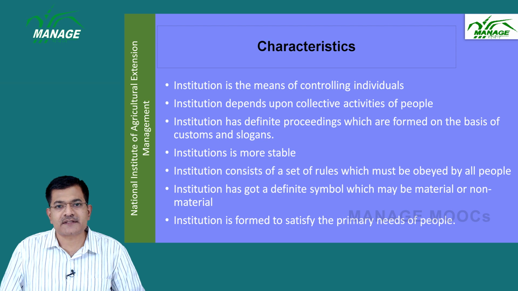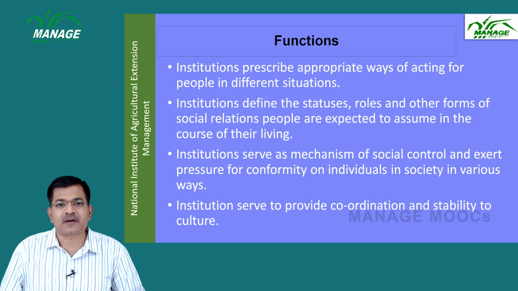Institutions have several functions which we have seen in the importance section of the institutions. But to add to the importance point, the institutions prescribe the appropriate ways of acting for people in different situations depending on the value system of the society. Institutions also define the status and the roles as described already, and the other forms of social relations people are expected to assume in the course of their living. Institutions serve as a mechanism of social control and they exert pressure for conformity.